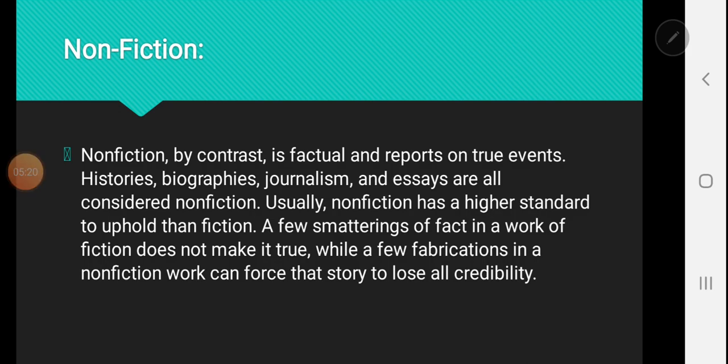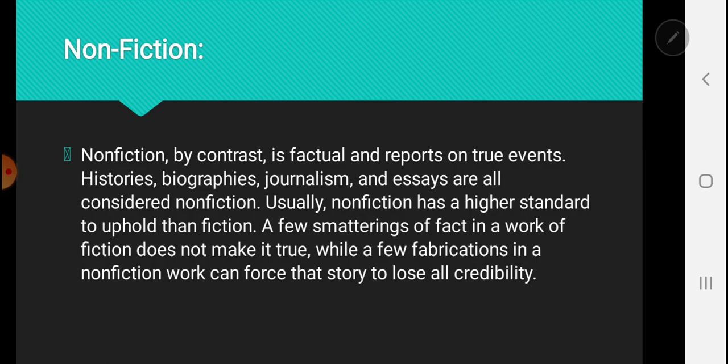Now let's talk about non-fiction and its details. Non-fiction, by contrast, is factual and reports on true events. As I have already told you, it is based on facts and figures, and it normally has a realistic approach. Histories, biographies, journalism, and essays are all considered non-fiction. Usually, non-fiction has a higher standard to uphold than fiction. A few smatterings of fact in a work of fiction do not make it true, while a few fabrications in a non-fiction work can force that story to lose all credibility.